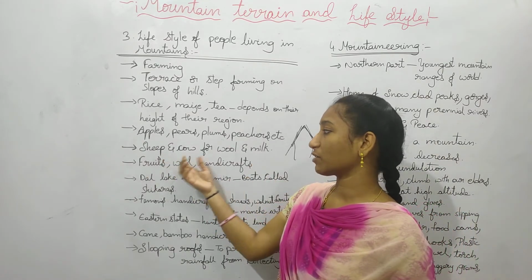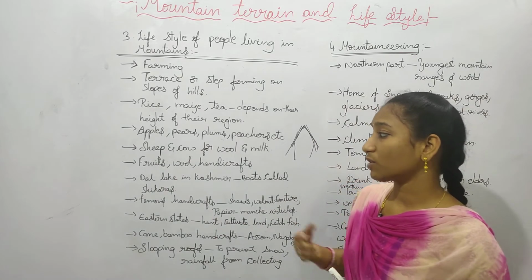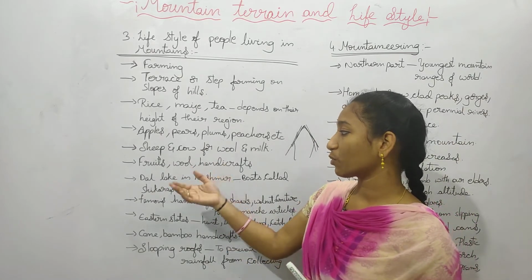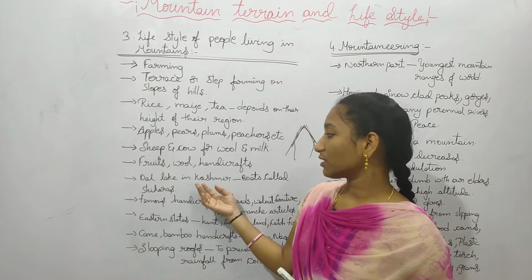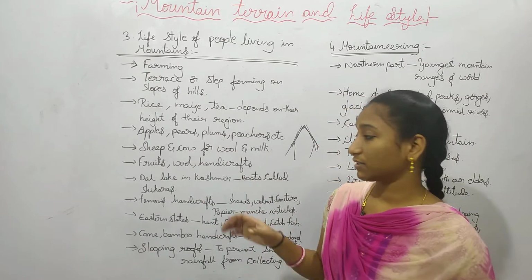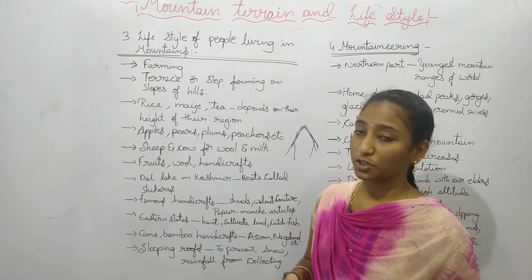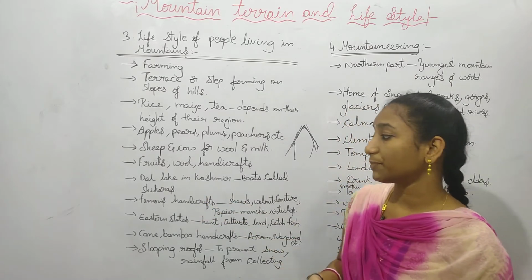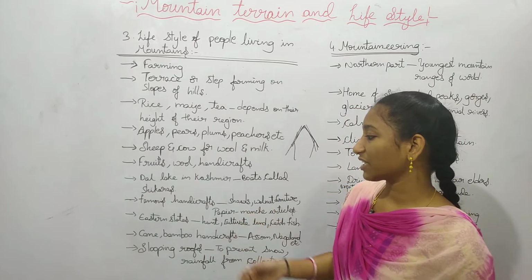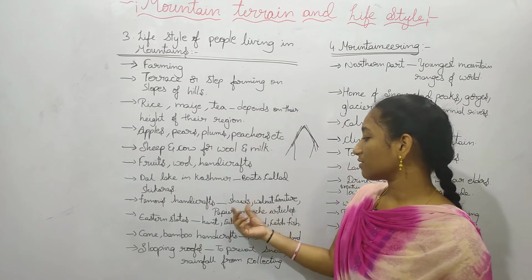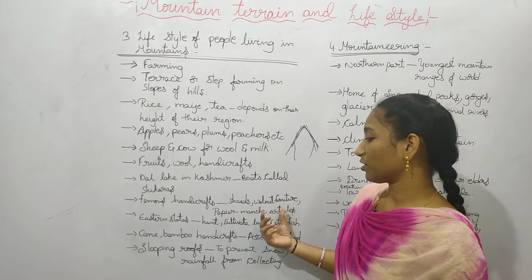They rear sheep and cows for wool and milk. They also send fruits, wool and handicrafts throughout the country. And the people in Kashmir give boat rides to the tourists in the Dal Lake. The famous handicrafts of Kashmir are shawls, walnut furniture and papier-mâché articles.